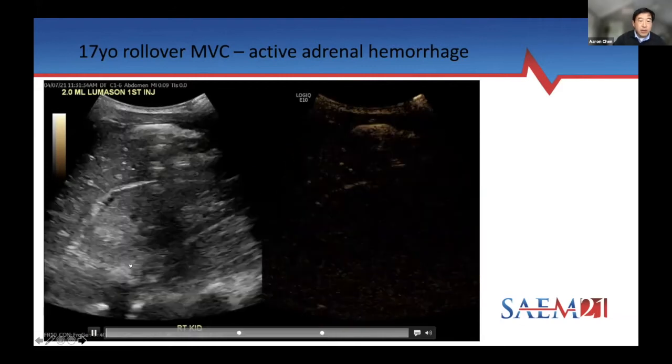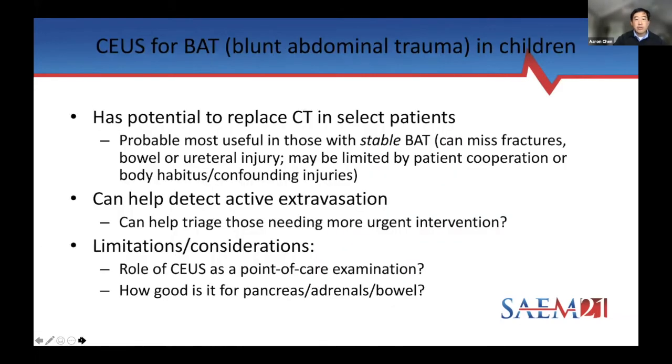So not only can you look at organ injury, we look at the liver, the 2 kidneys, the spleen, the pancreas and the adrenals. You can also look for active extravasation. As Laura mentioned earlier, this is probably most useful for those with stable blunt trauma, and especially those with polytrauma or significant mechanisms.